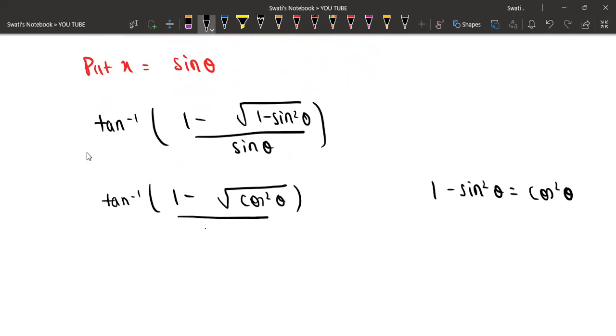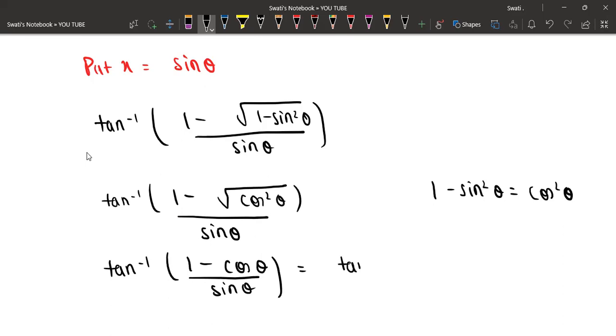And this, of course, upon sine theta as it is. Now this will become tan inverse 1 minus, I can write down this cos square theta as cos theta whole square. So square and root will get cancelled. So it is just cos theta. And then in the denominator, we have sine theta. Now this will become tan inverse.